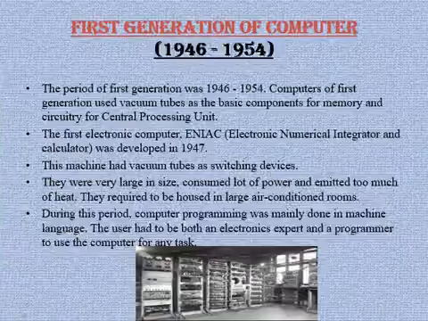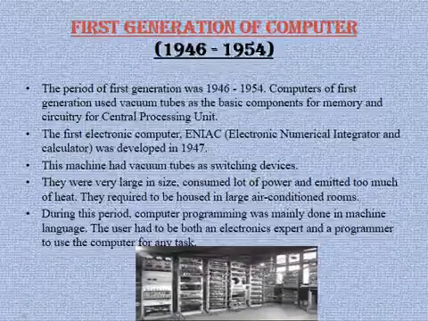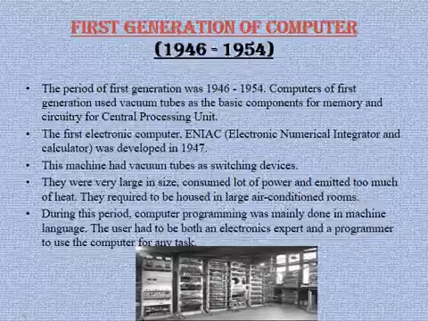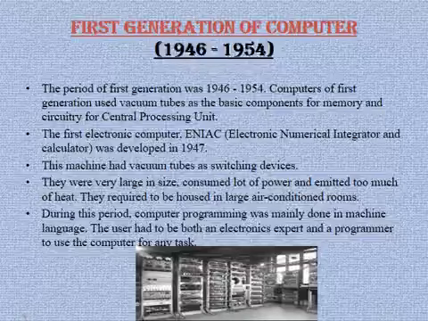First generation of computer. The period of the first generation was 1946 till 1954. Computers of the first generation used vacuum tubes as the basic component for memory and circuitry for the central processing unit. The first electronic computer, ENIAC, Electronic Numerical Integrator and Calculator, was developed in 1947. This machine had vacuum tubes as switching devices.